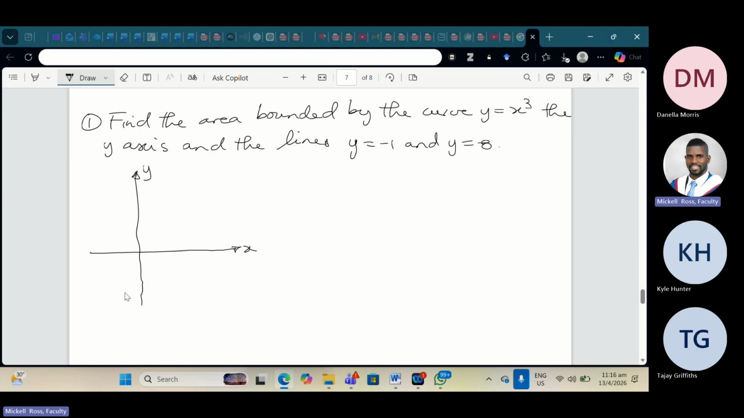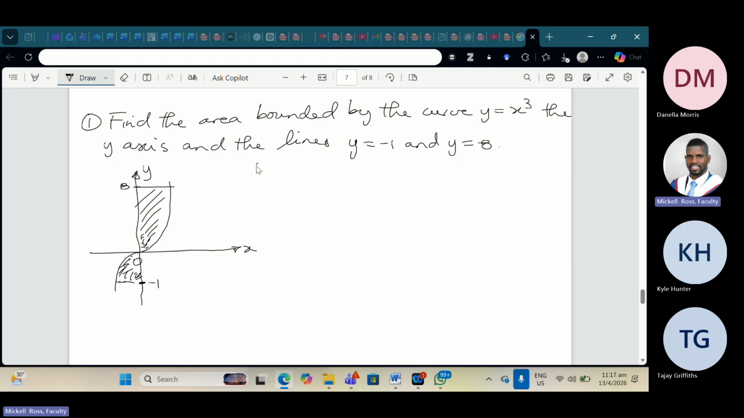So the graph is going to look like that. So 0, y, x. It's come all the way down to -1, and all the way up to 8. So we want all of this part as well. So it's two sides to the graph, right? You have the bottom part and you have the top part.